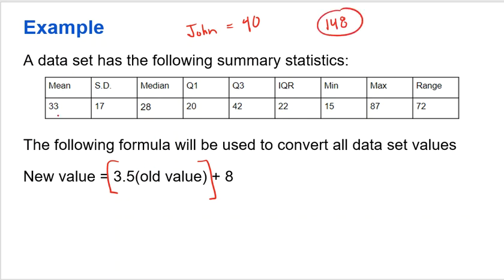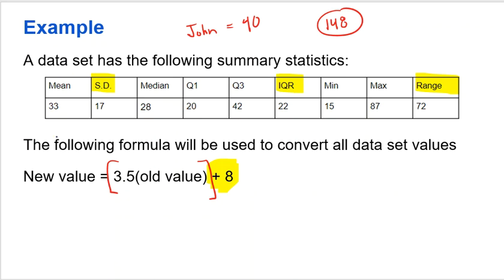So my question to you is, if I transform the data by combining multiplication and addition, how are my values going to be affected? Well, here's the thing. The addition of the 8 will not affect standard deviation, IQR, or range. The multiplication will affect everybody. The adding of 8 will affect everybody except for standard deviation, IQR, and range.